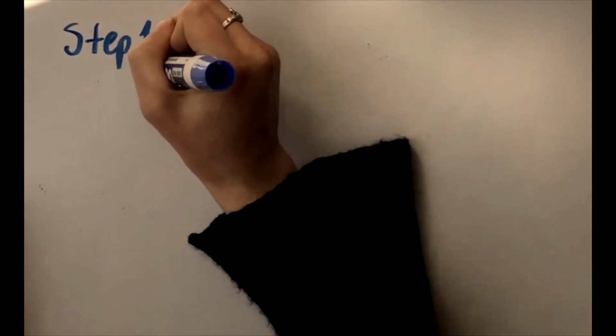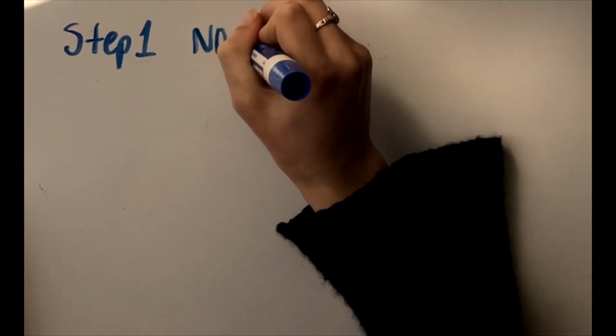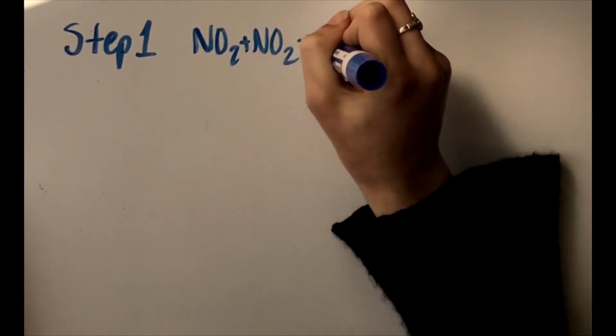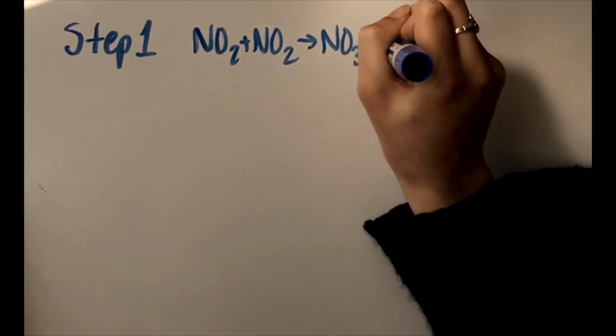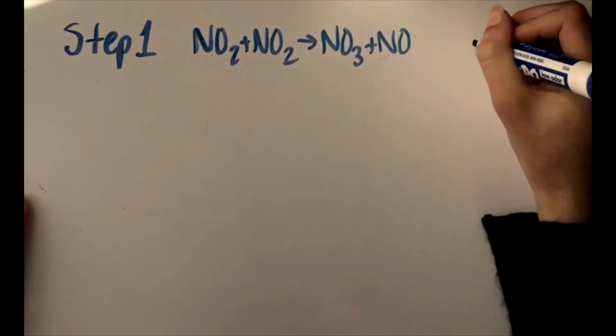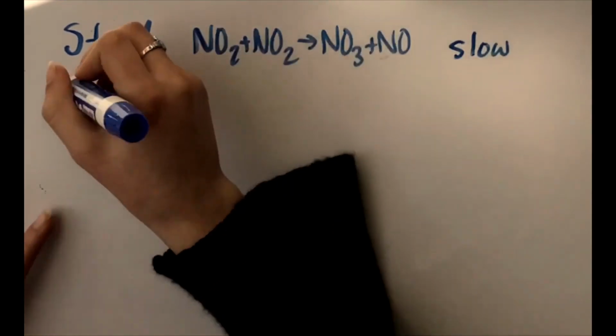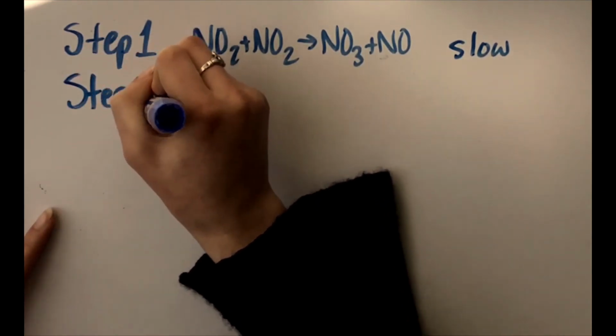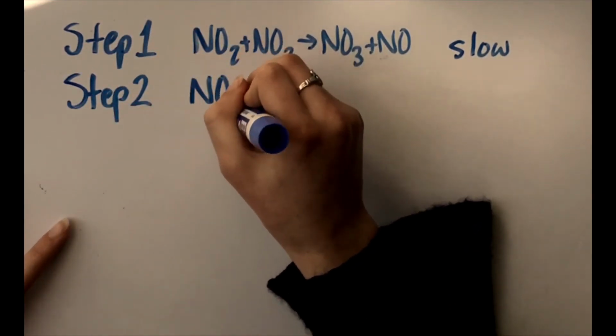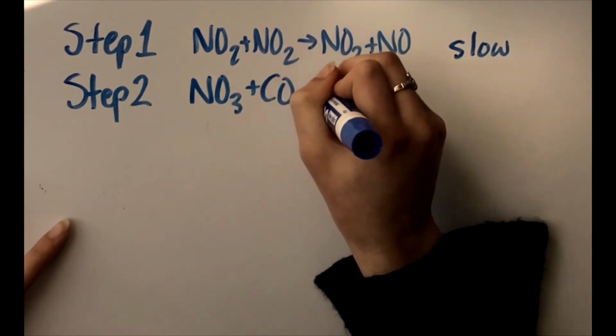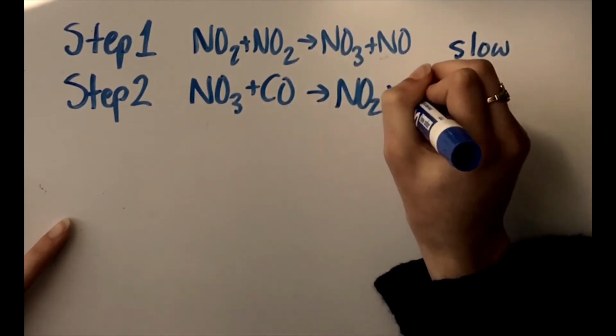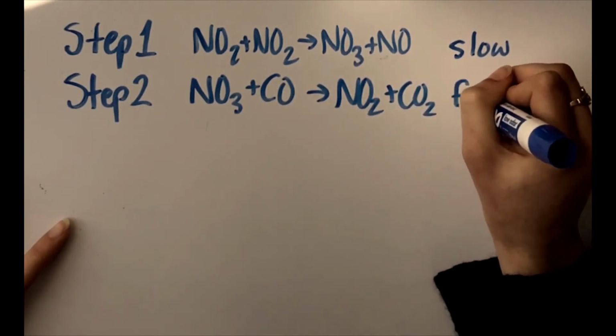Let's do some practice with mechanisms now. Say we have this mechanism, and we're going to be asked to write the overall reaction and the overall rate law. So what's given to us is that step 1 of our mechanism is NO2 plus NO2 yields NO3 plus NO. And that is the slow step. Step 2 of our mechanism is NO3 plus CO yields NO2 plus CO2. And that's going to be our fast step.